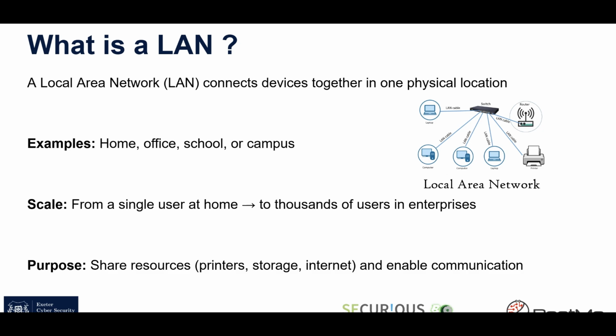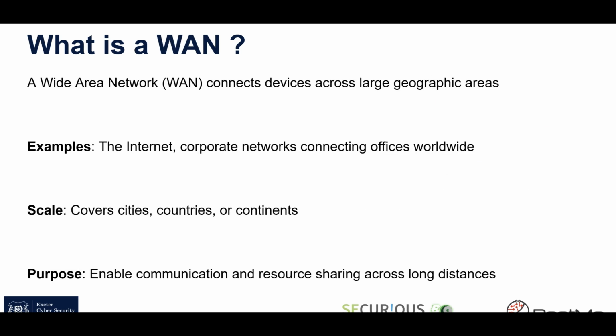So what is a WAN? The WAN is a wide area network, as you probably guessed. L is local, W is wide, sorry. So it connects devices across large geographic areas. It's the opposite of a LAN. Examples: the internet, corporate networks connecting offices worldwide.